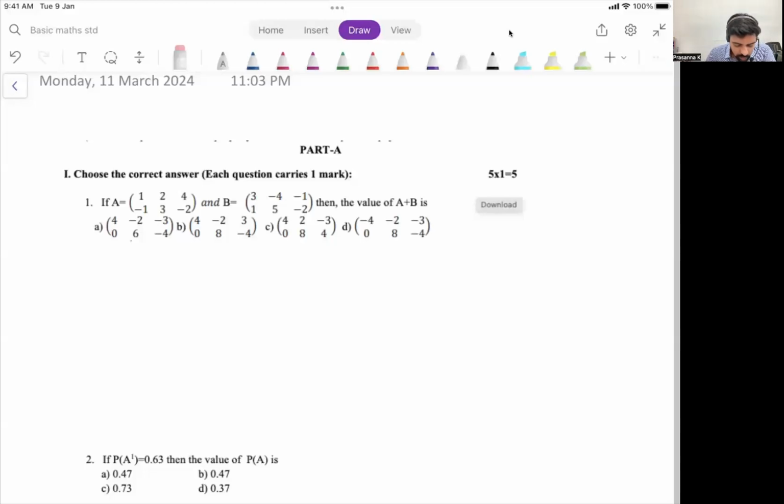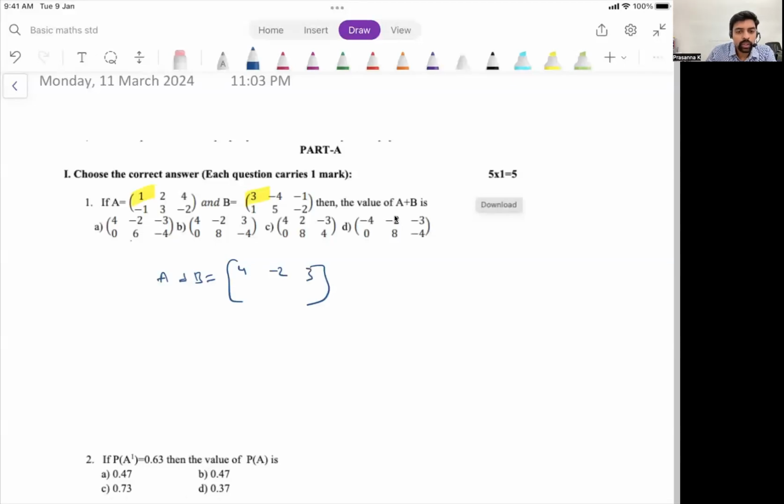If A equals [1, 2, 4; -1, 3, -2] and B equals [3, -4, -1; 1, 5, -2], then find the value of A plus B. So A plus B is just addition of two matrices. Add all the corresponding elements. One corresponding element is 3, so 1 plus 3 is 4, and 2 minus 4 is minus 2, 4 minus 1 is 3.